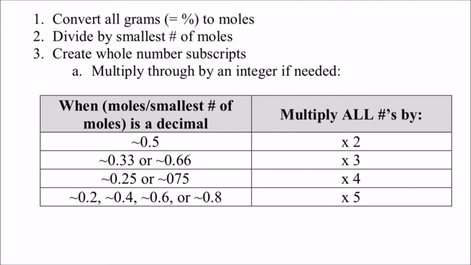Then step 2 is you're going to divide by the smallest number of moles. And then step 3, create whole number subscripts. And that just means if you get a decimal point, then you need to multiply everything so that it becomes a whole number. So that's what this chart down here is for. If, for example, after you divide by the smallest number of moles, you get an answer that has 0.5 in it, then you need to multiply everything by 2 so that this would change into a 1. That way you can get a whole number.